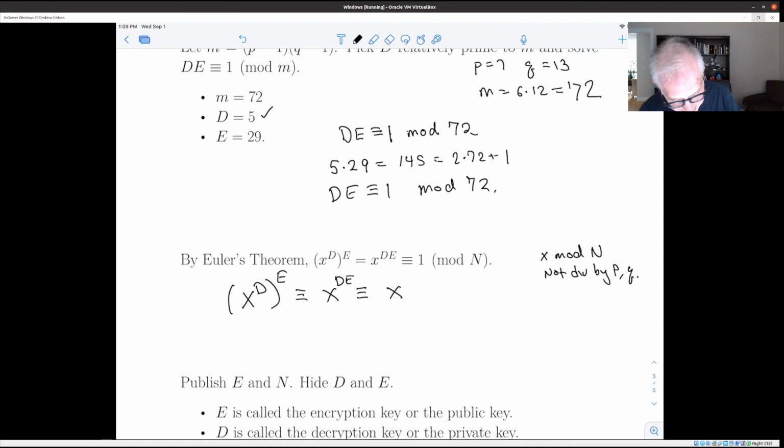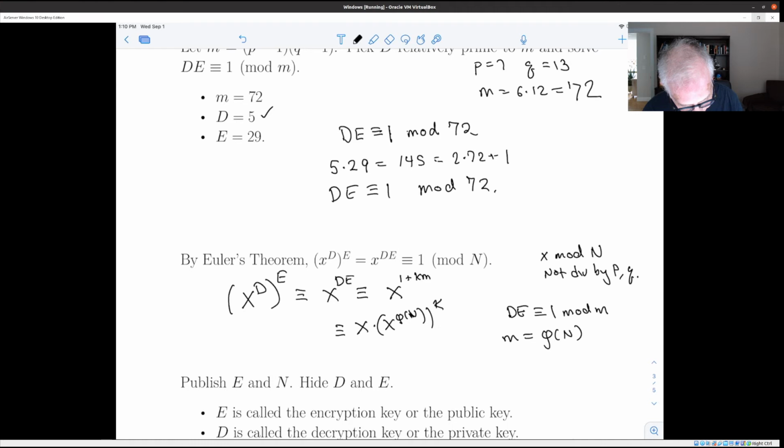But DE is 1 plus a multiple of M. Because remember, DE was congruent to 1 mod M. And M, in this case, is phi of N. It's Euler's phi function of N. And so this is congruent to X times (X to the phi of N) to the K. But this X to the phi of N is 1 by Euler's theorem, so this is congruent to X mod N. In other words, if you first raise something to the dth power mod N, and then raise it to the eth power mod N, because of Euler's theorem, you get back where you started from, mod N.